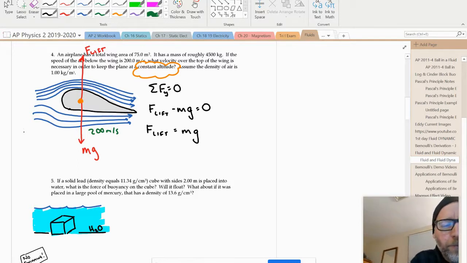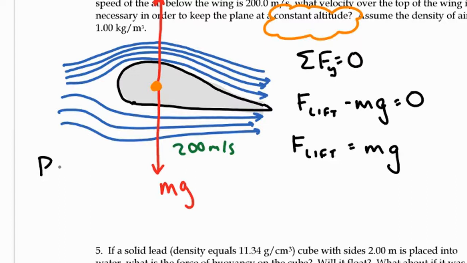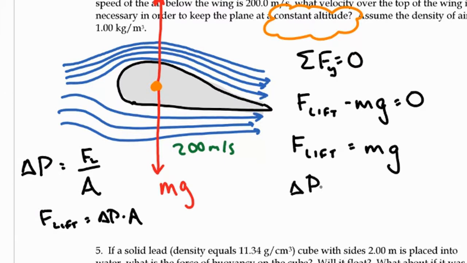Now, the force of the lift, that's something we should get into. So pressure is going to be force divided by area. So a difference in pressure is what causes the force of lift. So the force of the lift is going to be delta P times A. So delta P times A equals mg. Do I know what delta P is, though? What am I looking for? I'm looking for the velocity over the wing. I think I've got to do this.